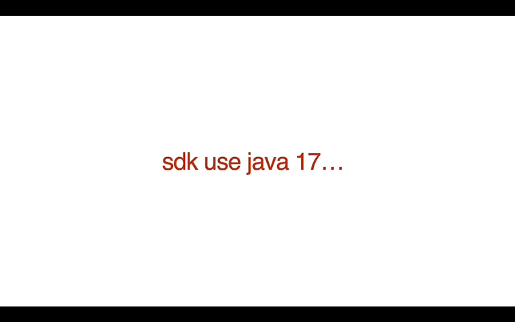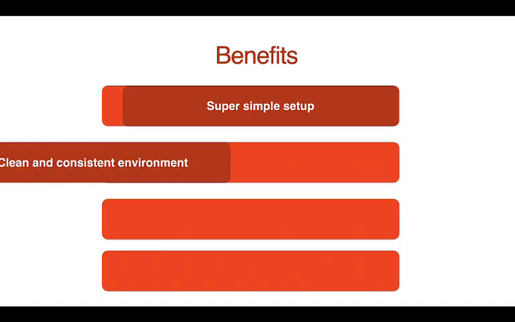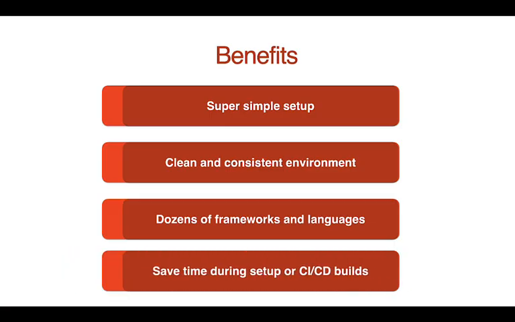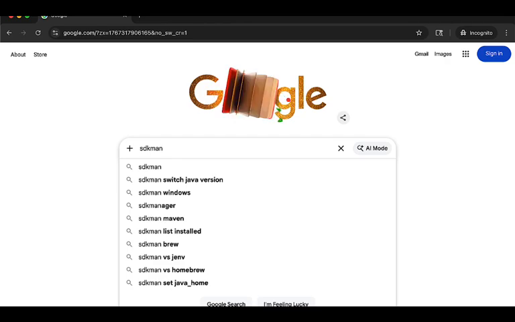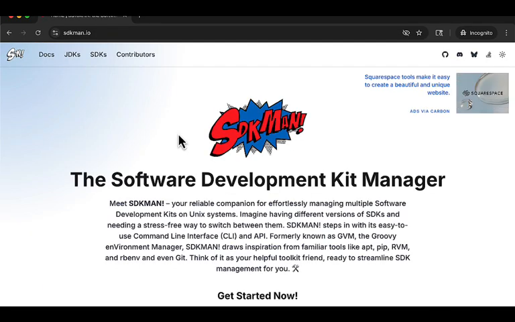Need to switch from Java 8 to Java 17 for a project? Just type sdk use java 17 and boom, instant switch. Some of the top benefits: super simple setup across macOS, Linux, and WSL for Windows Subsystem for Linux, keeps your environment clean and consistent, works with dozens of frameworks and languages, and saves tons of time during setup or CI/CD builds.